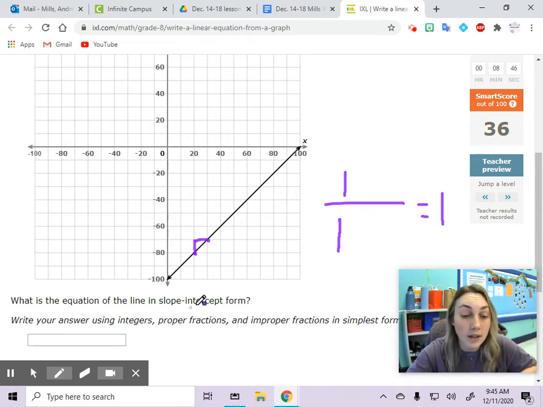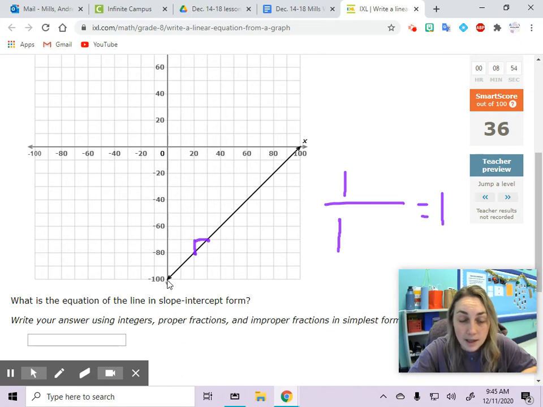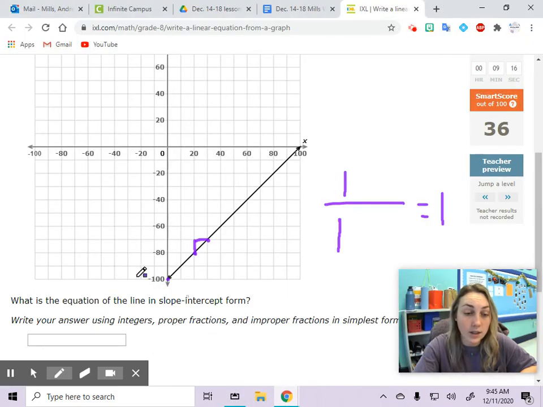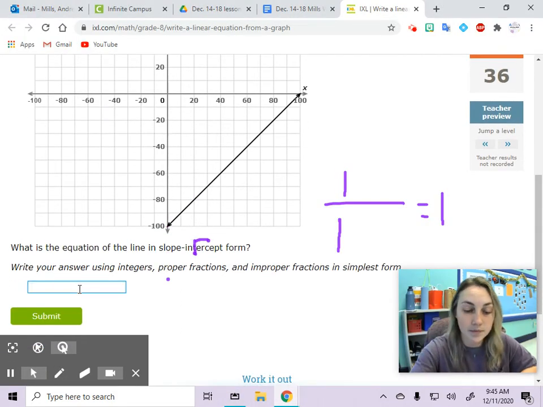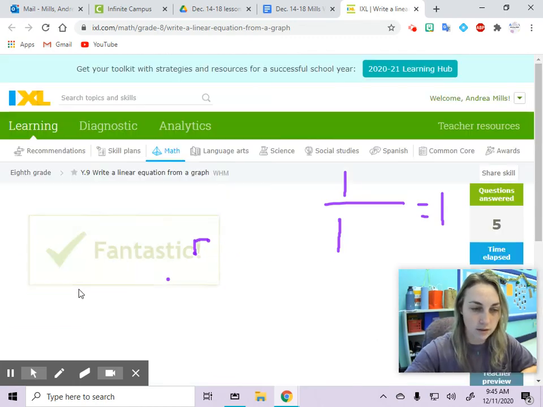Now I need to find the y-intercept. And guys, this one's going to be a little bit harder, but if you follow the line, the y does cross at negative 100. I know it doesn't look like it, but it does. It does cross right here. So our y-intercept is negative 100. That's where it crosses the y-axis. And I can go ahead and put it into the slope formula. My slope is 1, so I'll put it right here, and my y-intercept is negative 100. Now I can put it into the text box. Y equals 1x minus 100.